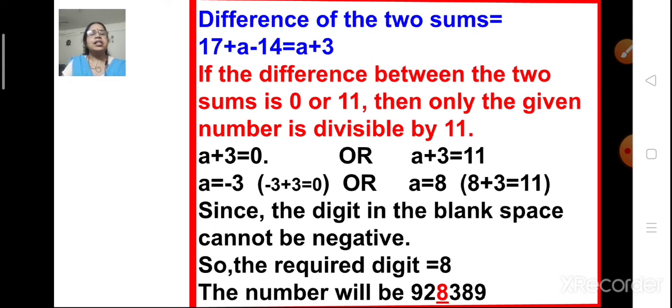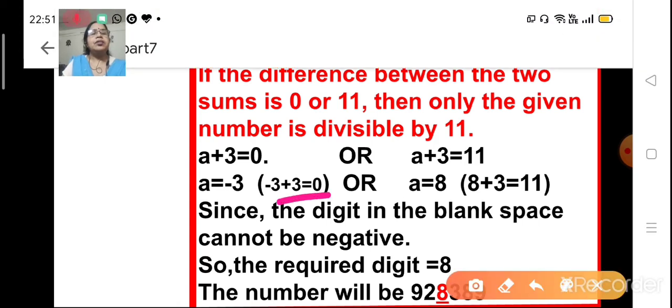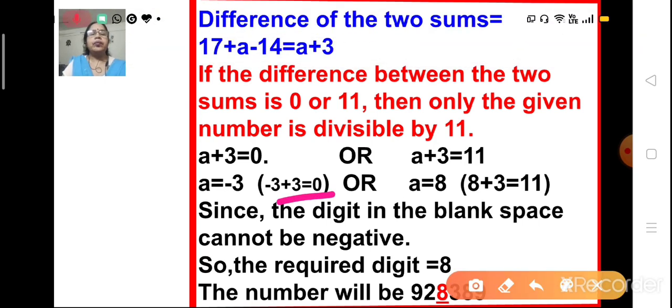In the first case, if A plus 3 should be 0, then A has to be taken as minus 3, because minus 3 plus 3 becomes 0, and we cannot take a negative digit in the blank. So, we rule out this possibility. We cannot take minus 3 as A. Let us consider the next situation.